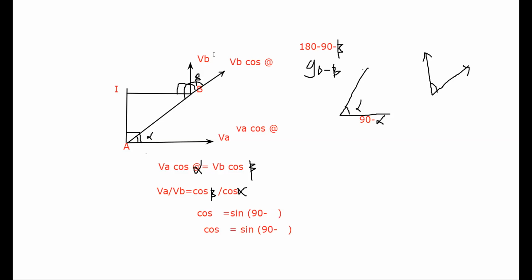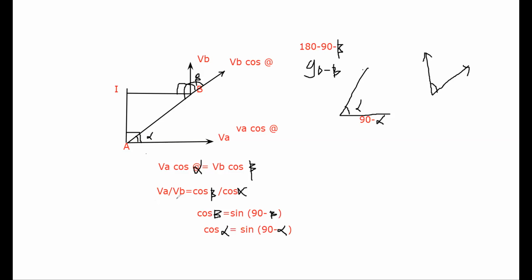So cos beta, you can see here, I can write as sine of 90 minus beta, and cos alpha as sine of 90 minus alpha. It's not coming properly. Okay, so these things I can write in this way. Just substitute these things. So when I substitute these things, VA by VB will remain the same.